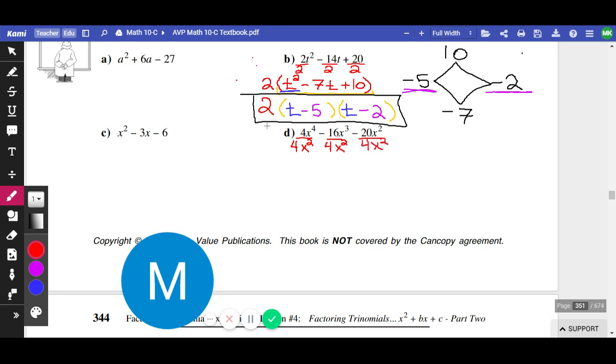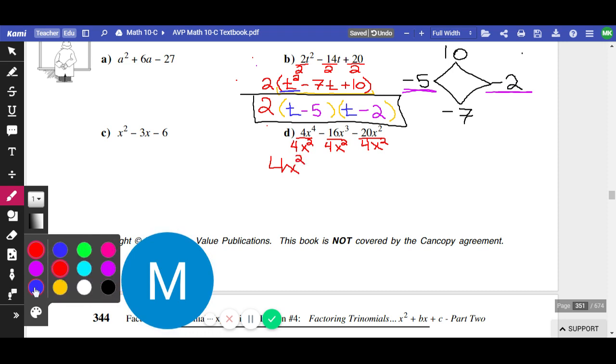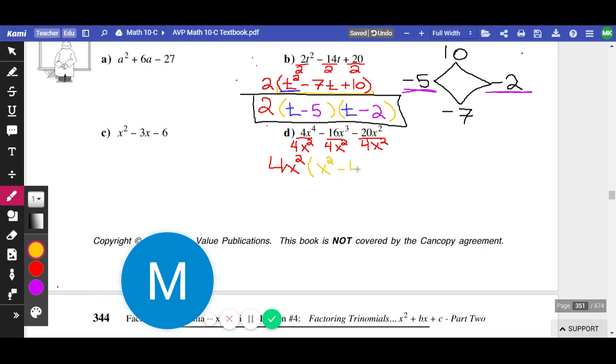Great job. Right, 4 is the biggest number that could go into all 3 of those, and x squared is the most number of x's I could take out of all those. That means I have a 4x squared out front, and then I have a remainder. That remainder would be x to the power of 2 minus 4x minus 5.